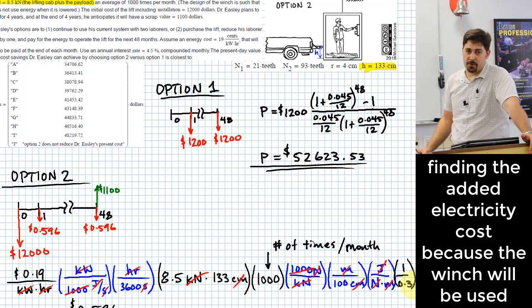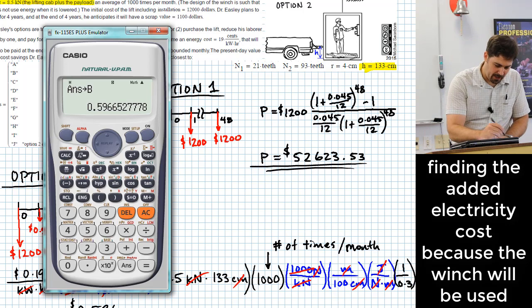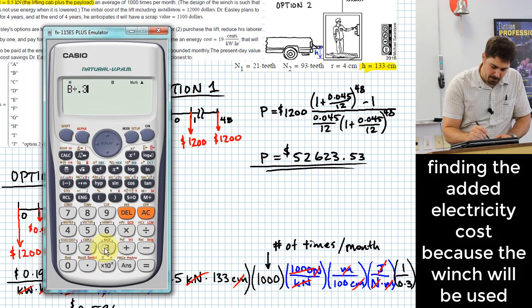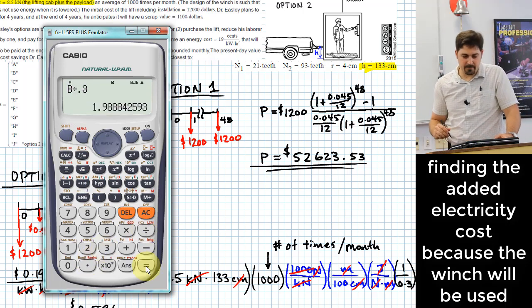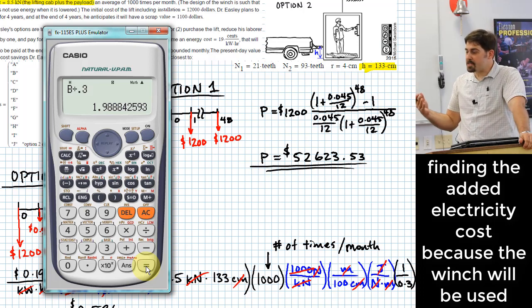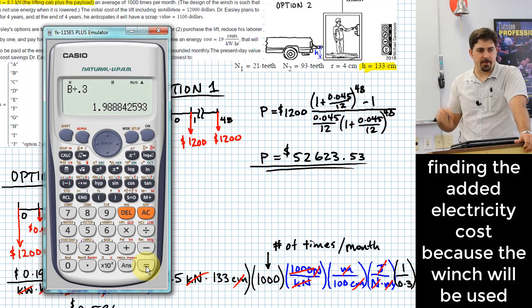Okay, so what does that do? What I can do here is take this answer that's in B and divide it by 0.3. Okay, so now we're talking about $2 a month. All right, I missed the efficiency in the first place. I'm sorry about that, that was not on purpose. I just forgot about that particular term.